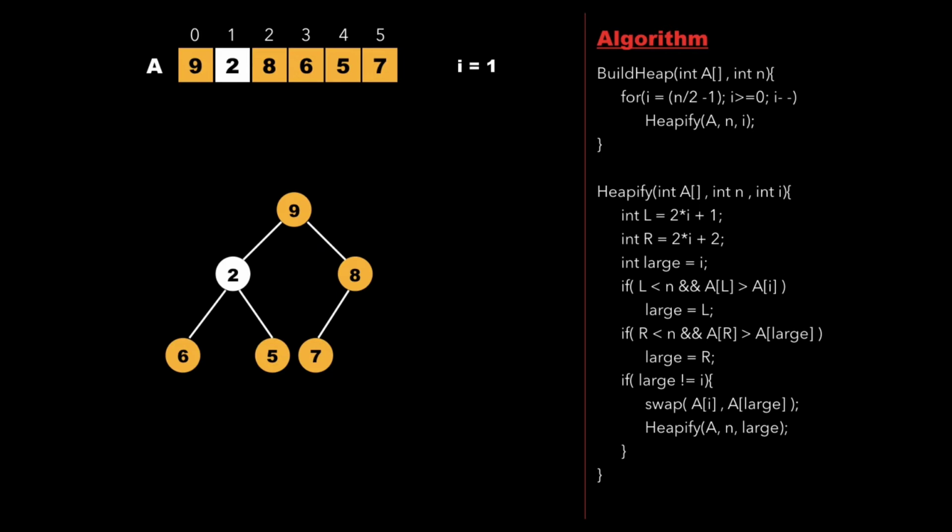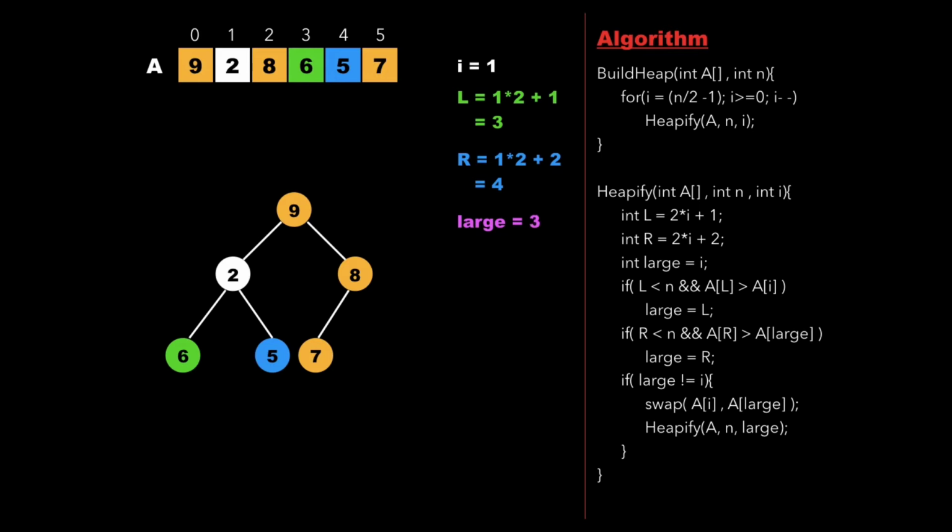Again we are in the heapify function, so we calculate the left index and the right index for the node 2. The left index is 3 and the right index is 4 and the elements are 6 and 5 respectively. We initialize large to 1, check whether the value L is within the bound of the array and A of L is greater than A of I. That is we check whether 6 is greater than 2. Since 6 is greater than 2, therefore we update the value of large as 3.